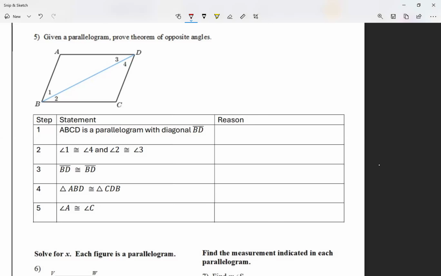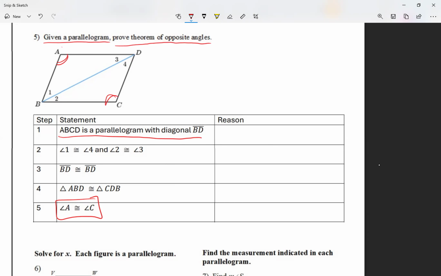So I'm going to start with a statement: ABCD is a parallelogram with the diagonal BD. And I have to have a reason why I start there. And then I have a place where I'm going to finish. Here, my instruction says, given a parallelogram, and then we see the parallelogram at the bottom, prove the theorem of opposite angles. Opposite angles is something about angle A and angle C. And as a matter of fact, I'm going to say angle A is equal to angle C. That's what I want to show.